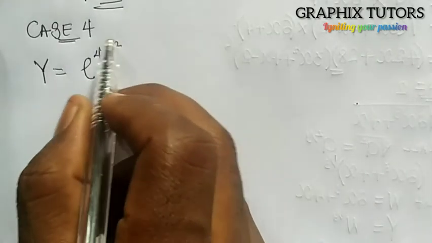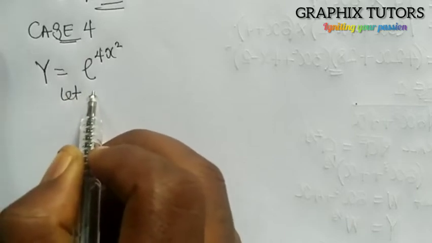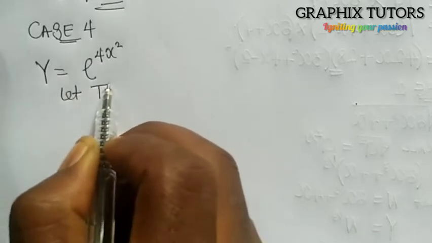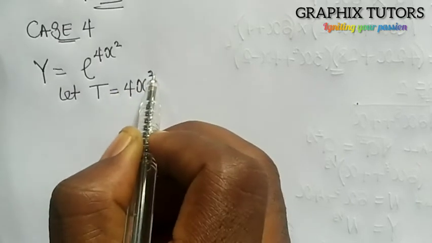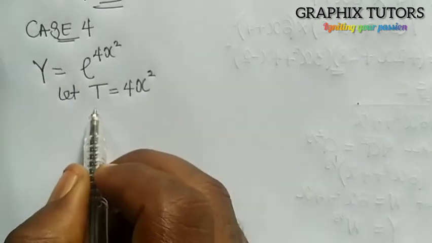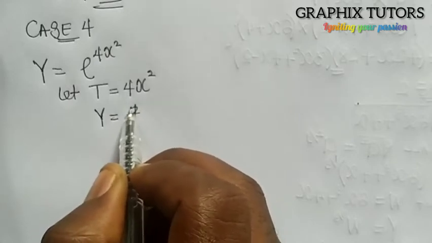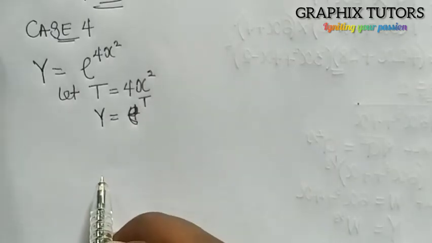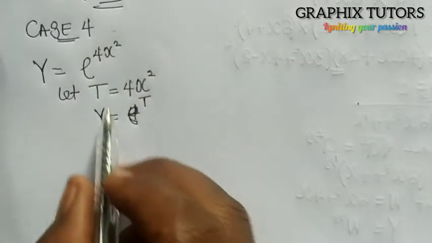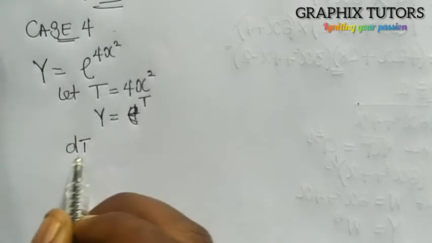I can use t, whatever I like, is equal to 4x squared. So if I want to rewrite this, my y will be equal to e to the power of t. Right? Because I've already said this guy is t. So if I differentiate each of them, differentiating, I will say that my dt all over dx will give me 8x.